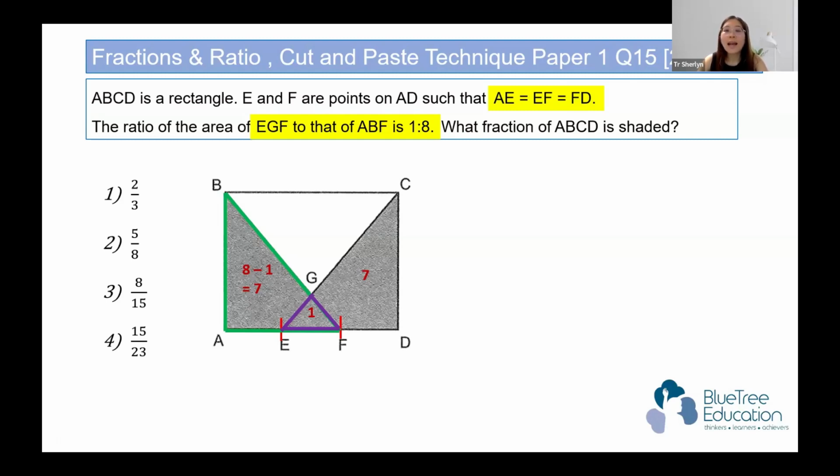Remember, when the question is asking for a fraction, there has to be a numerator and a denominator. The numerator will be the shaded part. So let's find out what is the shaded area. We take 7 plus 1 plus 7. So we know that the shaded area is 15 units. Now we have to find the denominator of the fraction, which is the area of ABCD, the entire rectangle here.